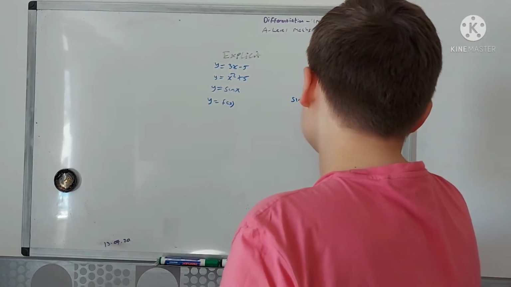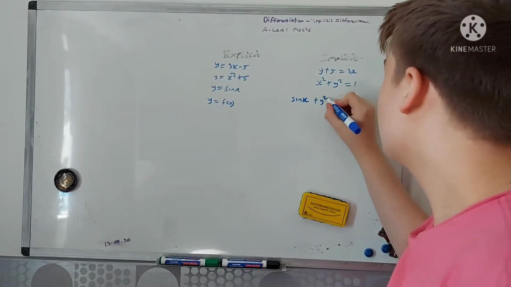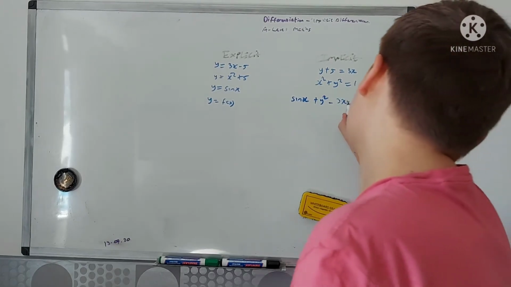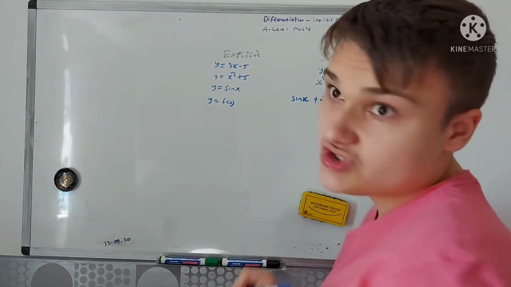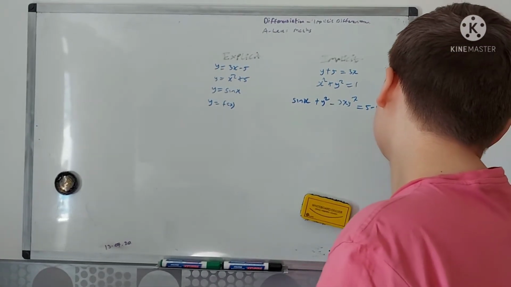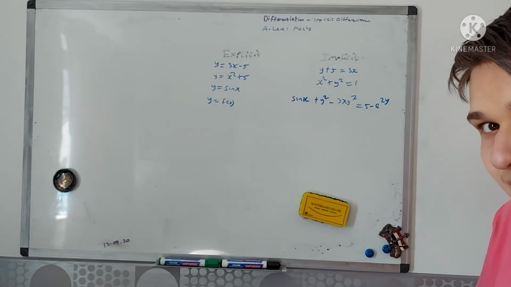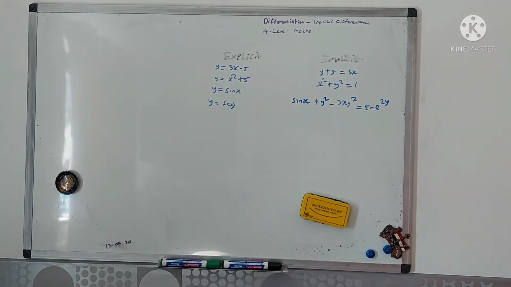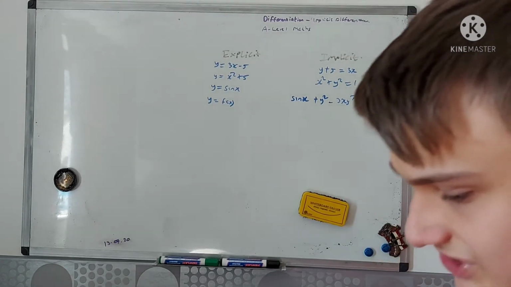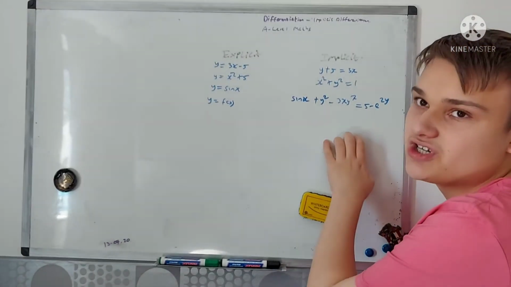We could have sine x plus y squared, for example, minus 3xy to the 7, which then could be equal to, I don't know, 5 minus e to the y, or 5 minus e to the 2y, for example. It doesn't matter how we write them in its form, but if it's not explicitly y equals a function of x, then it's an implicit equation.